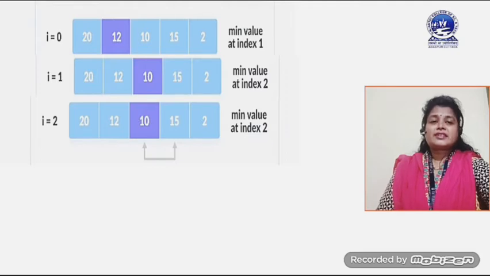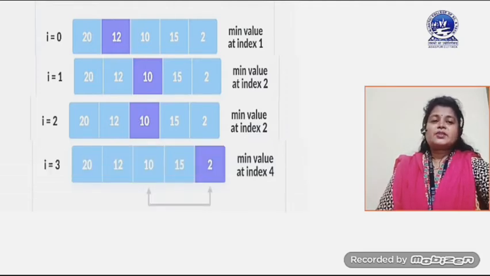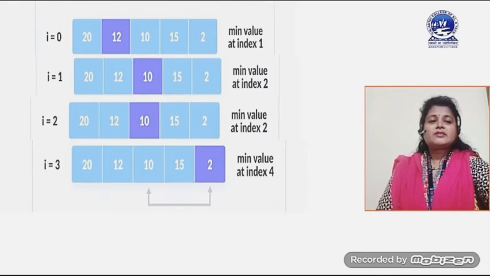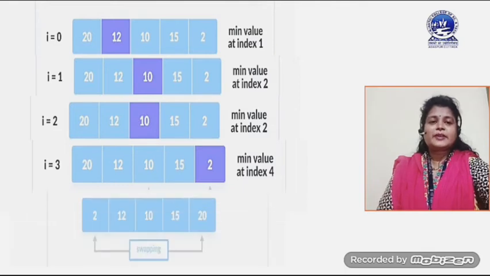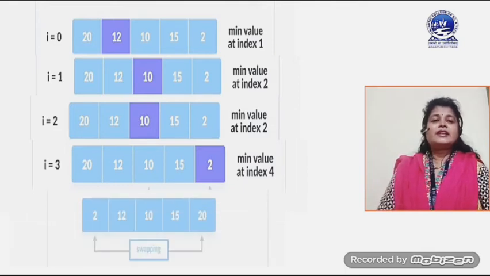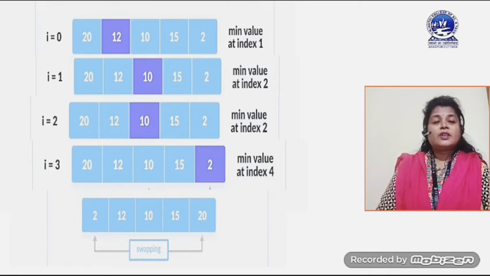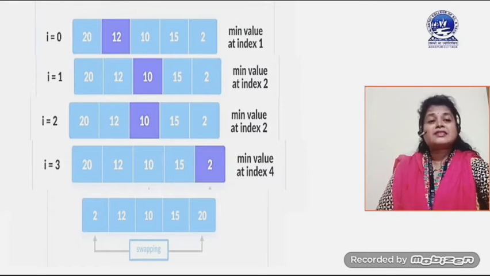Then next step, 15 is not a smaller value. Then next step, 2 is a smaller value. It means that 2 is the smallest value which I have got in this loop. Whenever I get 2 as the smallest value, I will perform a swap according to the logic. Swap with which one? The first location. It means that 20 and 2 will be swapped in the first iteration.